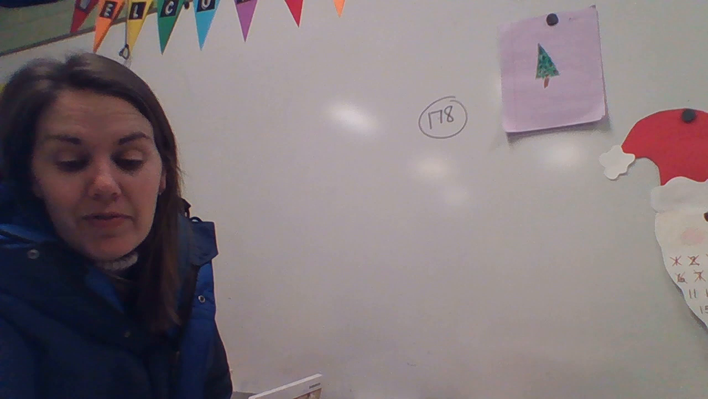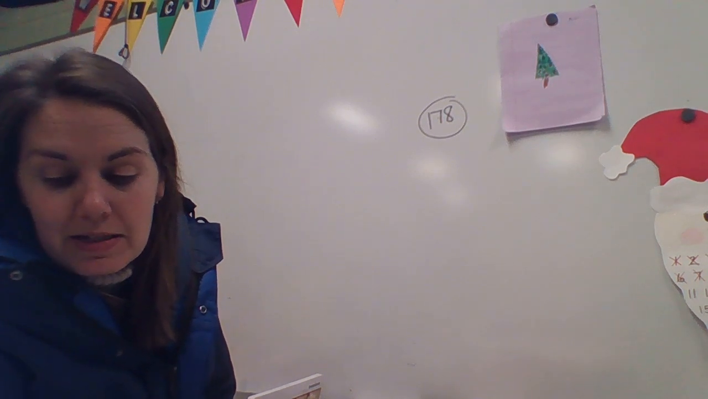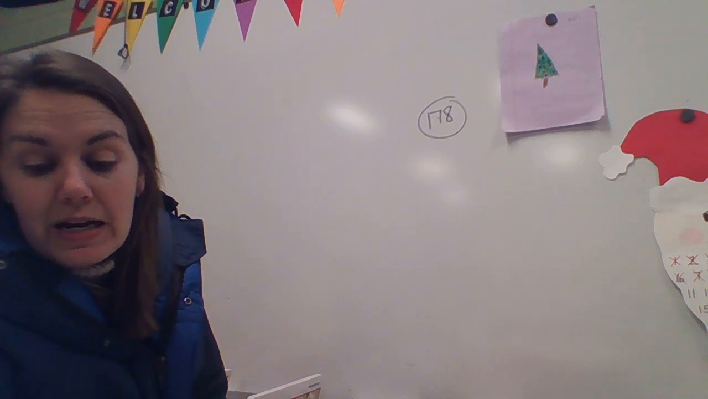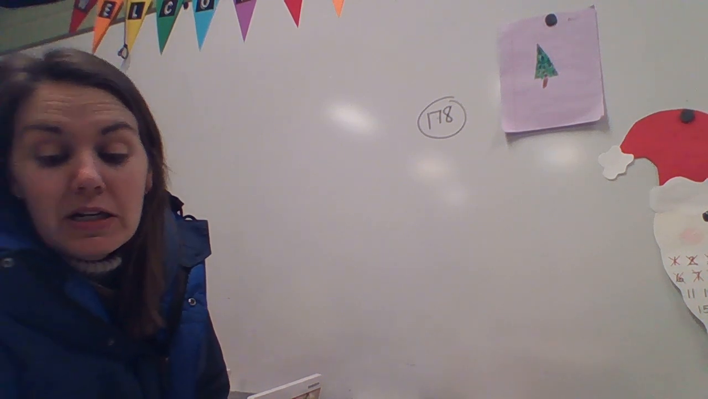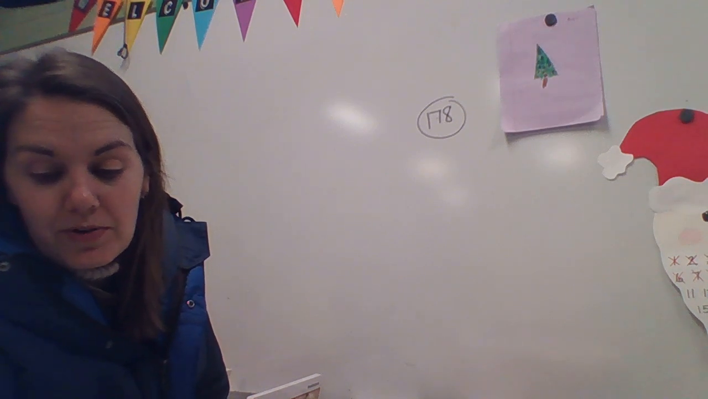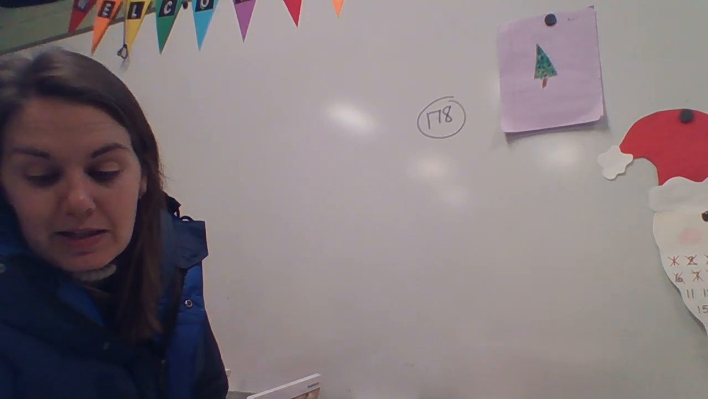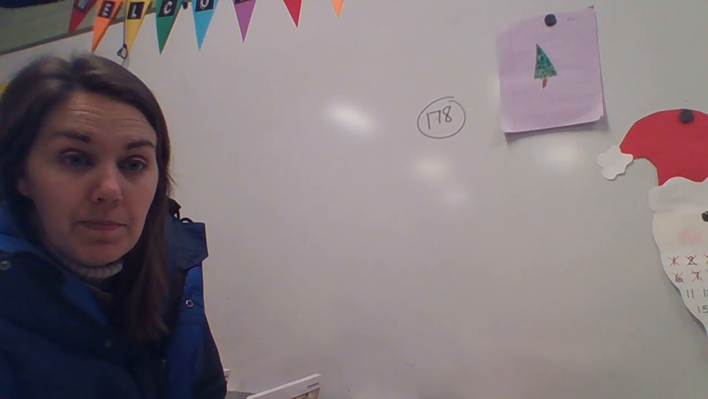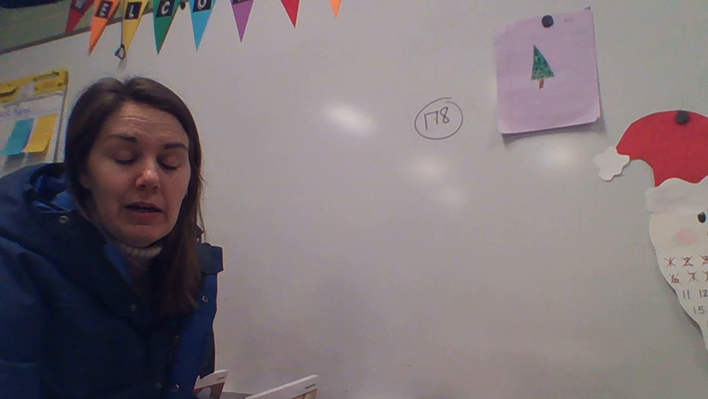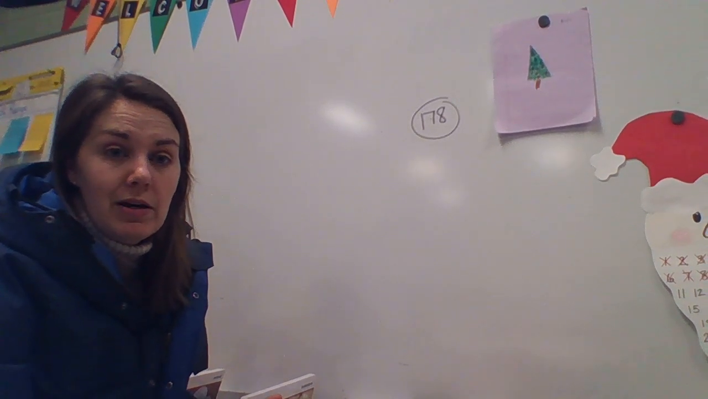So for number 7, it says, the first time Lori plays a new game, she scores 100 points. Each of the next 3 times she plays the game, she doubles her previous score. What are Lori's scores for the first 4 times she plays the game? Show your work. So you could show your work in various ways. You could show it with an equation. You could show it with a number line.